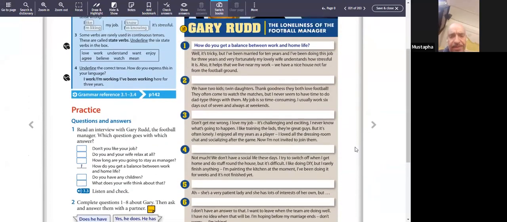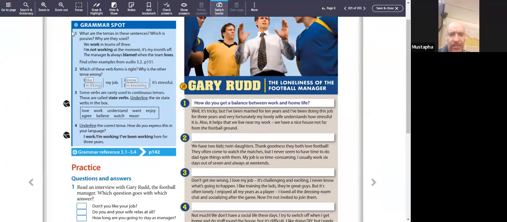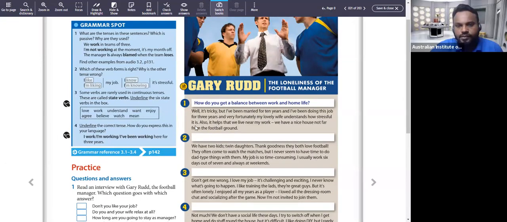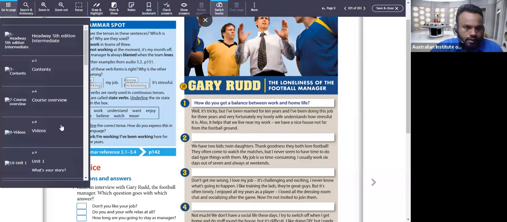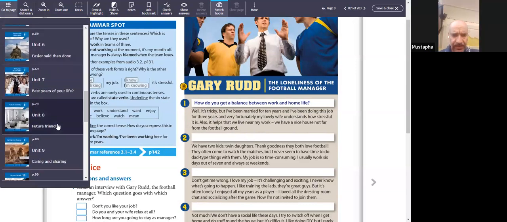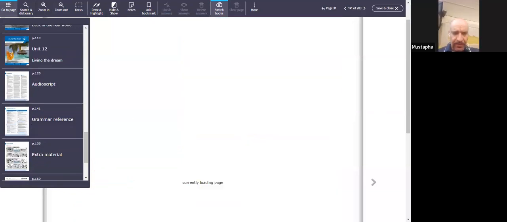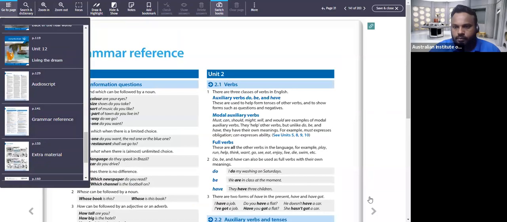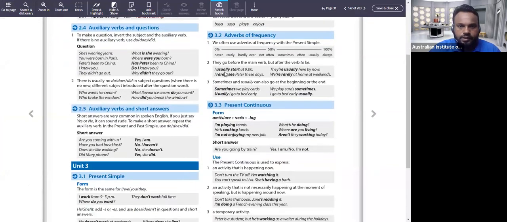Yes. So before I go through this normal lesson, I'll go back to our grammar reference. We'll have a look at the grammar reference, and then we'll come back to this page and start our regular exercise. Okay. So we'll be doing unit number 3.